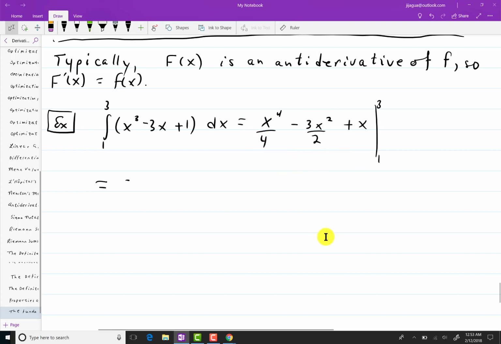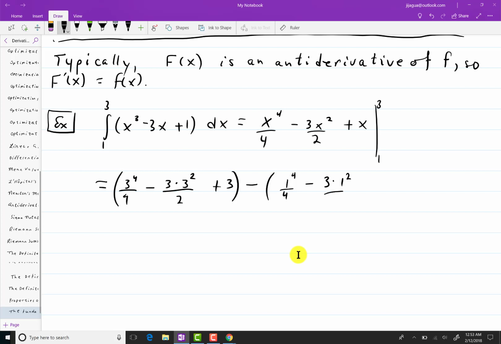So I'm going to have 3 to the 4th over 4 minus 3 times 3 squared over 2 plus 3, minus, and now I plug in the lower limit. This is the capital F of a. I'll have 1 to the 4th over 4 minus 3 times 1 squared over 2 plus 1. And so this is the value of the integral.